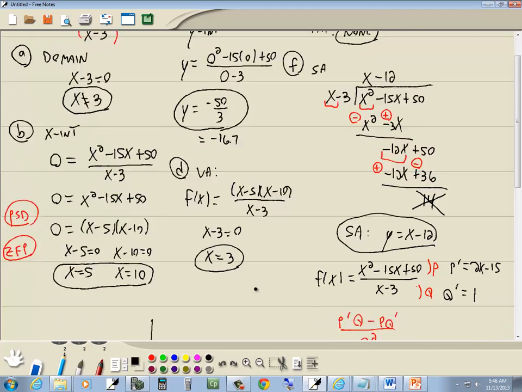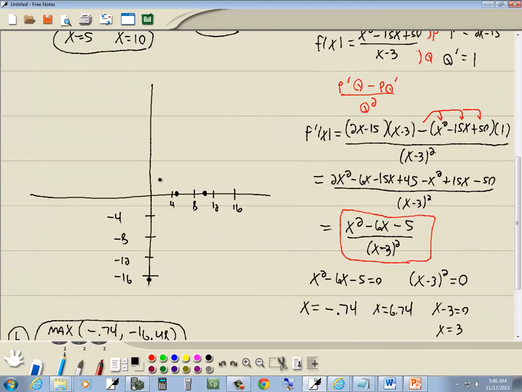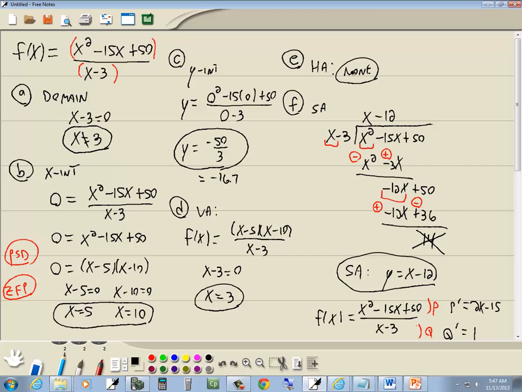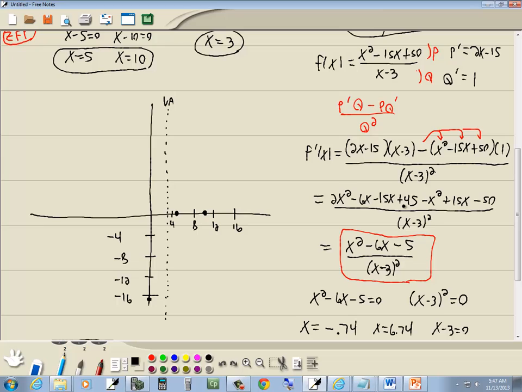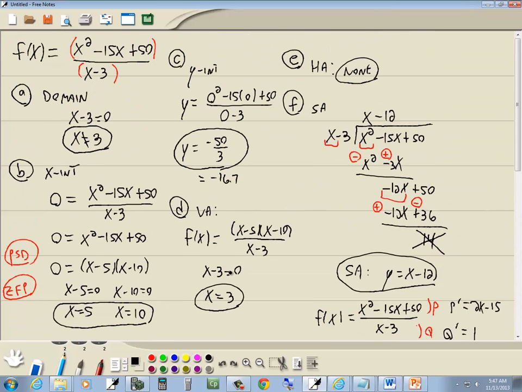Our vertical asymptote is at 3. So we got a vertical asymptote here at 3. There we go. And horizontal asymptote is none. Slant asymptote is y is equal to x minus 12. So x minus 12 would look something like that right there. Okay, it's starting to come together. I'm starting to see it.